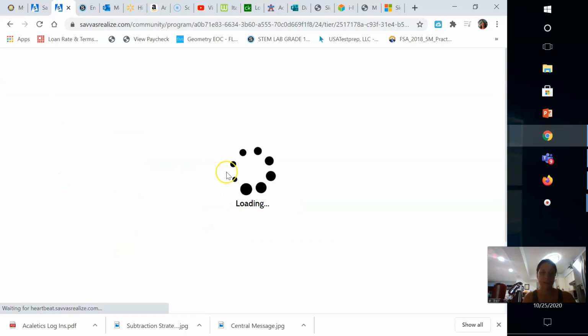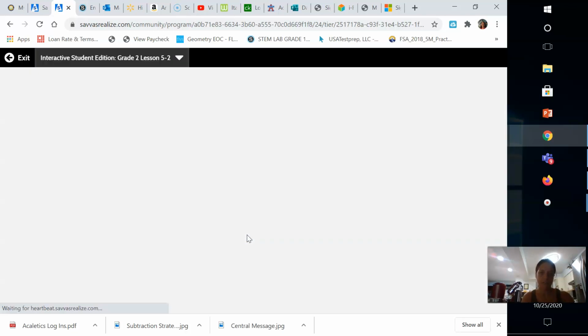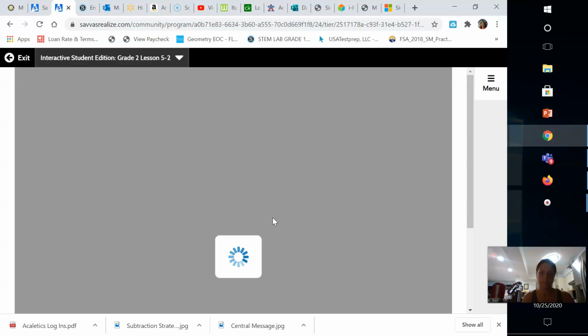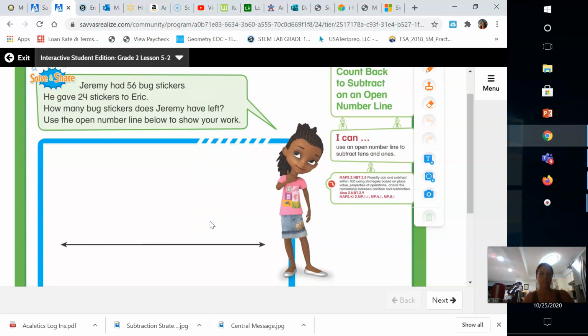Okay, let's go to the book. To lesson 5-2. Alrighty. Jeremy had 56 bug stickers. He gave 24 stickers to Eric. So if he gave them to Eric, he's getting rid of them. We're taking them away, that's subtraction. How many bug stickers does Jeremy have left? Use the open number line to show your work.